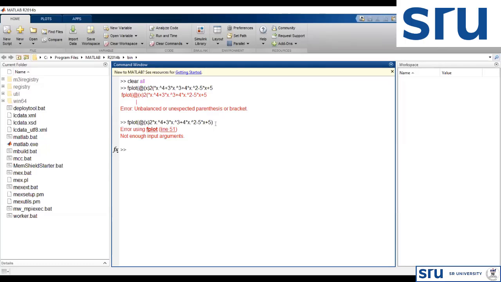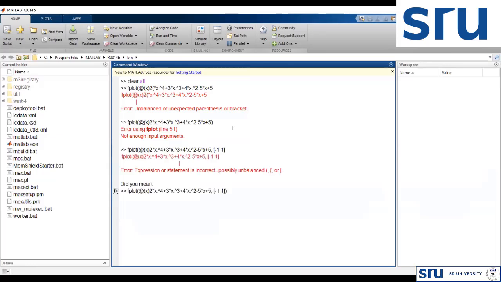Okay, now not enough input. Oh, limit we have missed. So here limit is missing. So you have to give the limit minus 1 to 1. Similar errors can show here also. So how to resolve that? Debugging. So you have to sort that out. That's it.